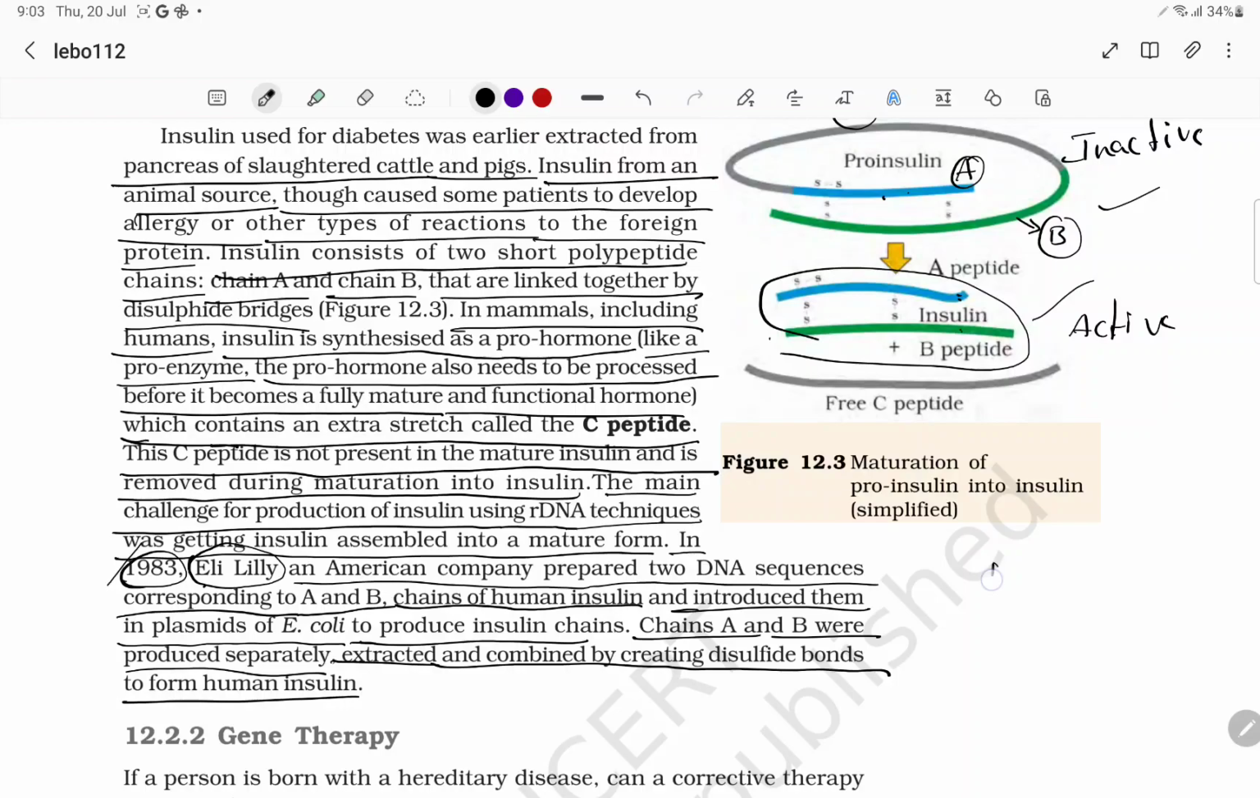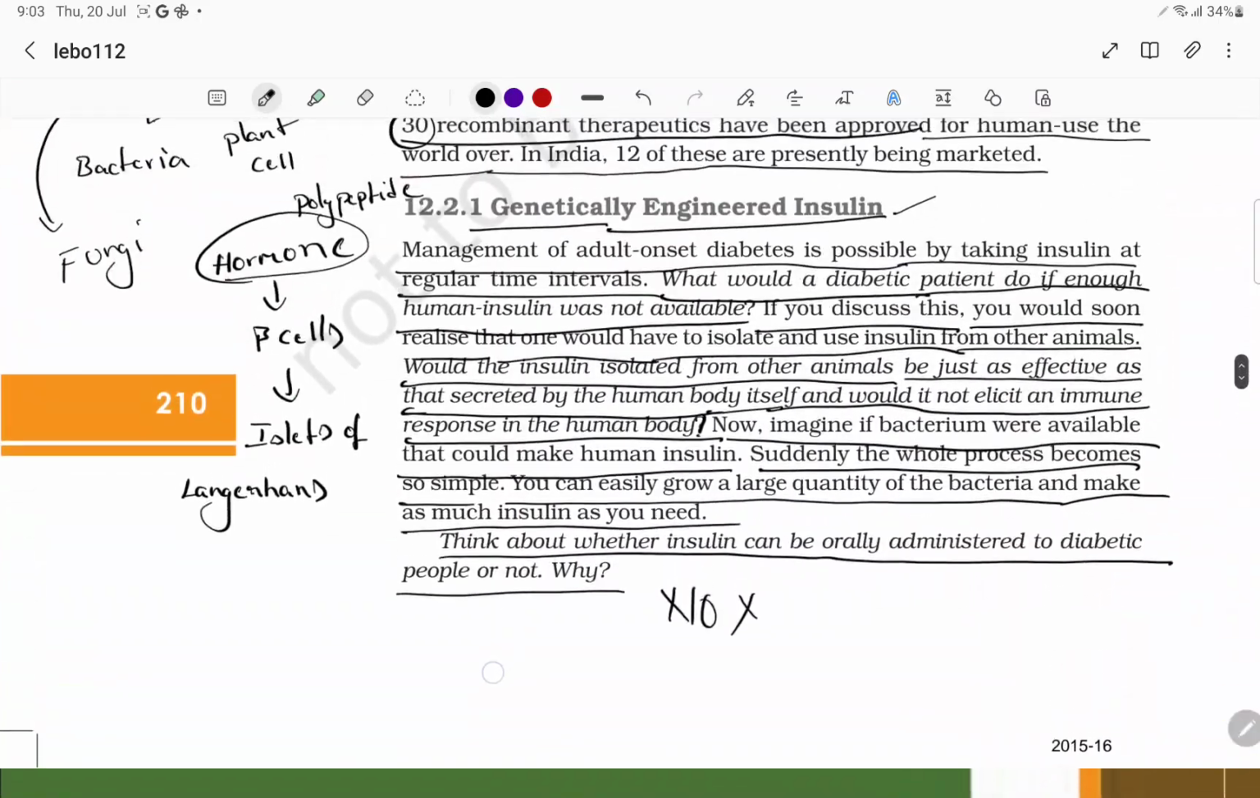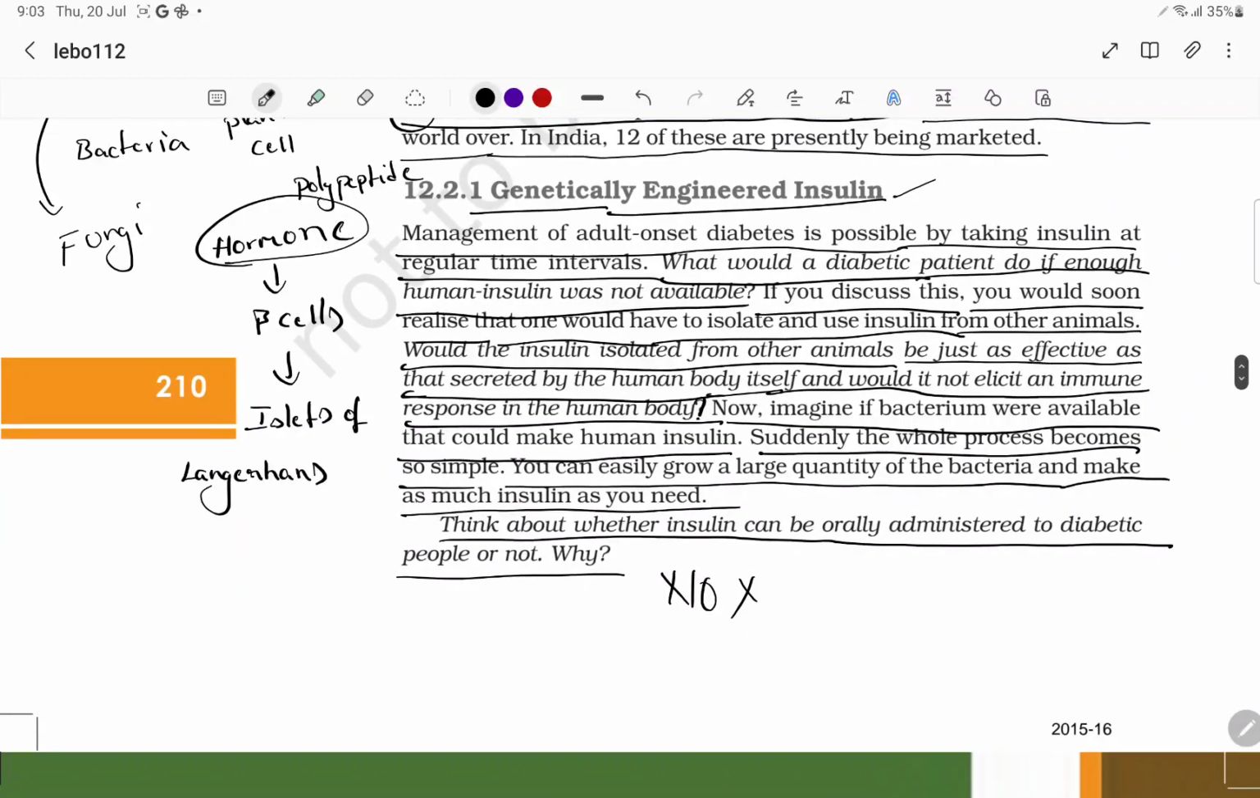But remember this year, 1983, the company name is Eli Lilly, an American company. They extracted two separate genes for polypeptide A and polypeptide B. Now the bacteria, E. coli, produced them separately. Now they are both joined. So this is the very easy point when it comes to insulin. This is genetically engineered insulin.